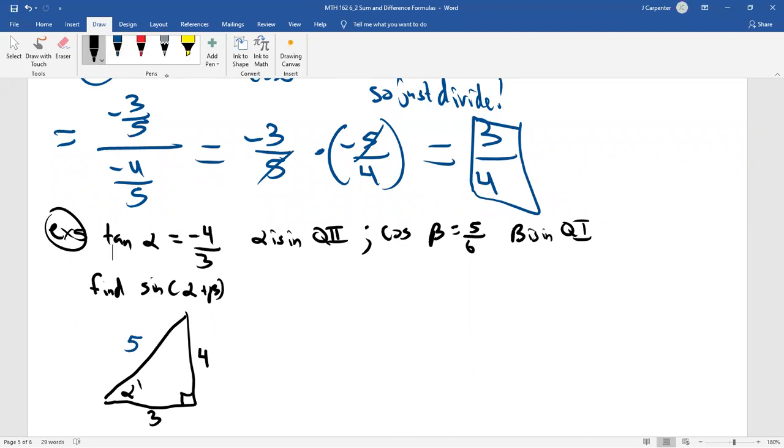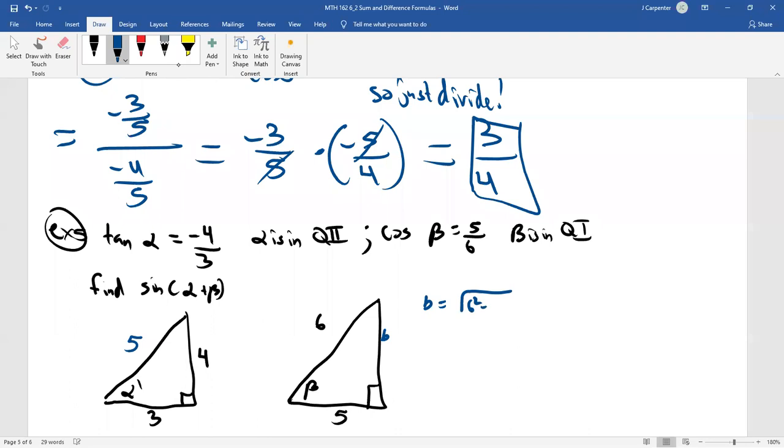So for the beta triangle, the cosine is 5/6, so that's adjacent and hypotenuse. Now beta is in quadrant 1, so this is a regular beta, not a beta prime. Its adjacent is the 5, its hypotenuse is the 6. I will show the work here, so let's call this side B. B would be the square root of 6 squared minus 5 squared, which is the square root of 36 minus 25, which is the square root of 11, and that's not simplifiable. So that leg is square root of 11.